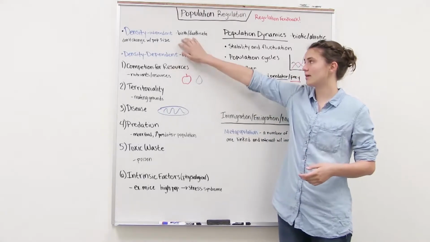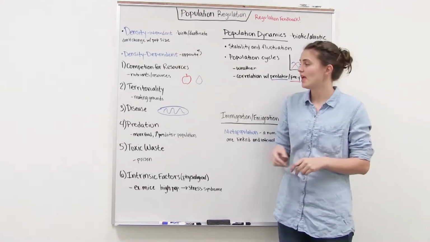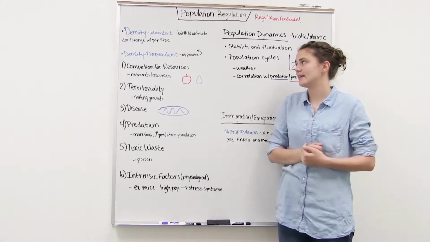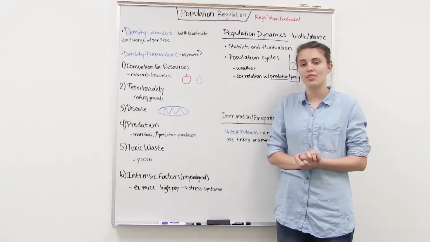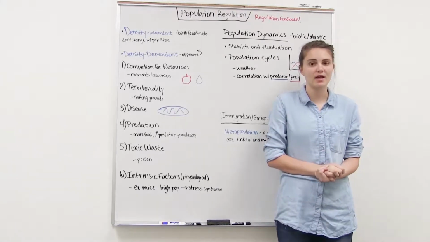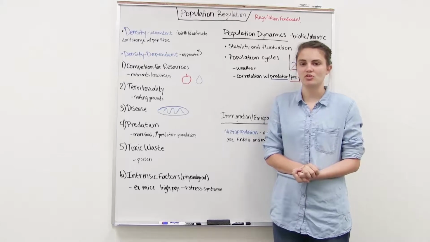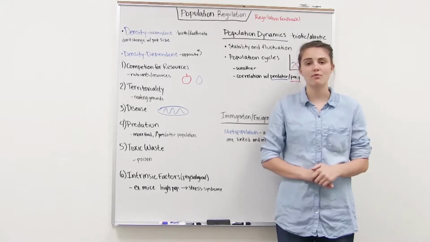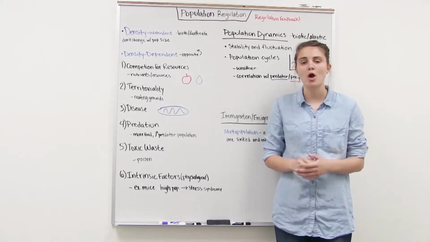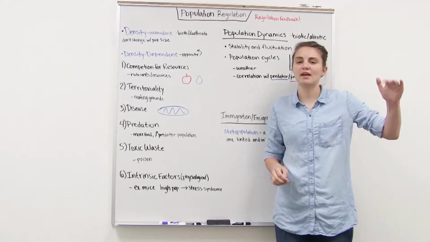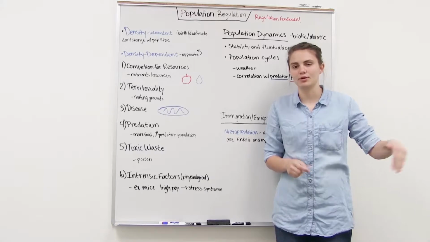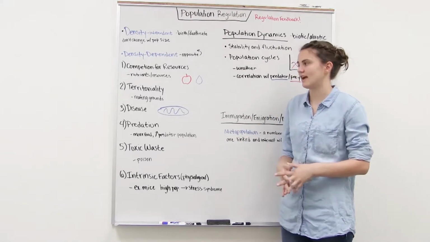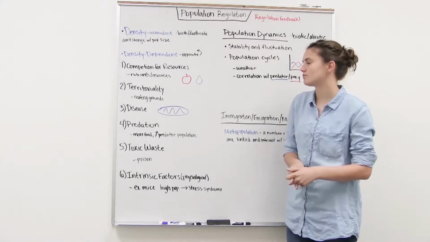So we talked about a couple of things that are density independent. Now we're going to talk about 6 density dependent factors, or things that will influence the birth and death rate with the change in the population size. This is kind of the explanation for carrying capacity. This is why populations cannot keep growing indefinitely, why there is a limit to their growth, and it's because of these 6 factors. The first one is competition for resources.